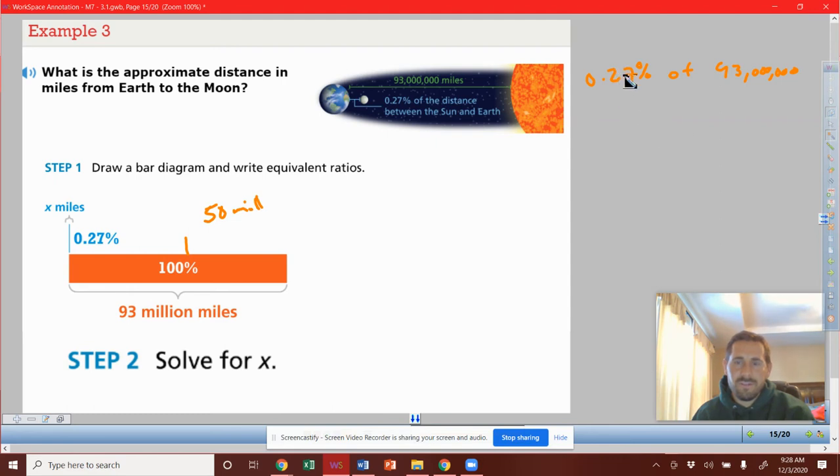So to turn this, it's already a percent. To turn it into a decimal, I'm really multiplying 0.0027. So if this was 1%, 1% is written as 0.01. So to get rid of that percent, I've got to move it 2 spaces. That's where I get this number that I'm multiplying by 93 million.